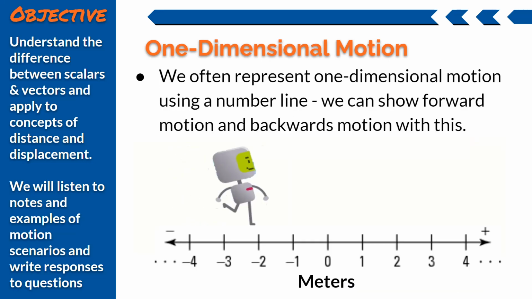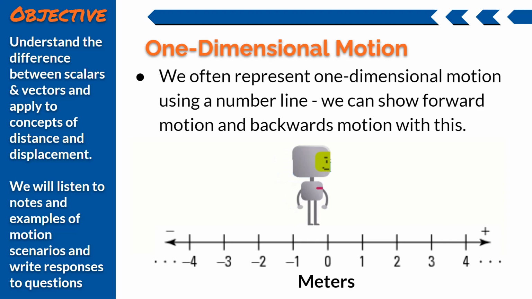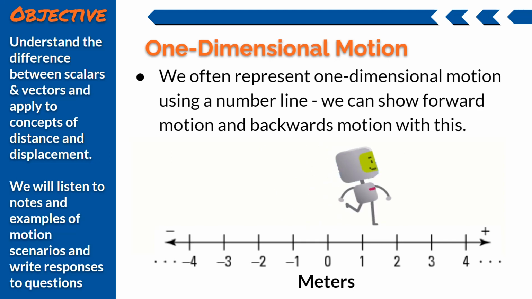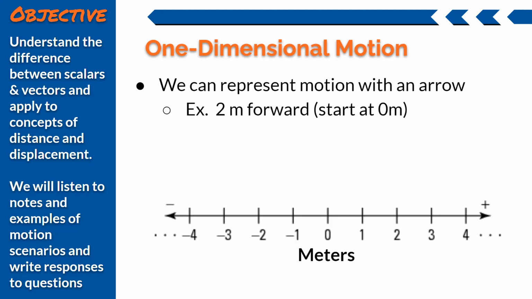So we often represent one-dimensional motion using a number line. A number line allows us to show forward motion or backward motion, but again, it's not going to take into account left or right because we're just looking now at one-dimensional motion. So we'll usually represent it along a number line. We can represent motion with an arrow. You can write any of these examples down if you want, but hopefully this is pretty basic and you don't really need it.